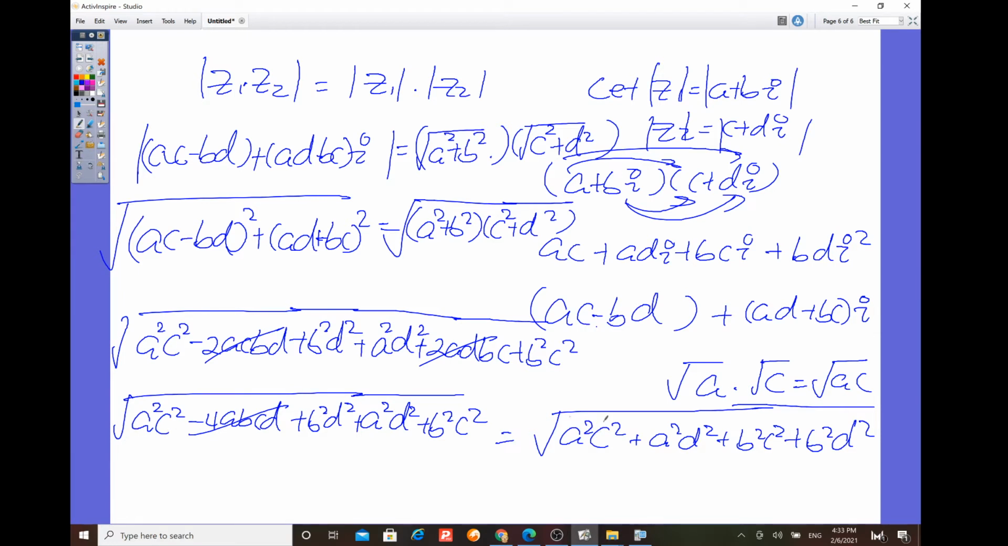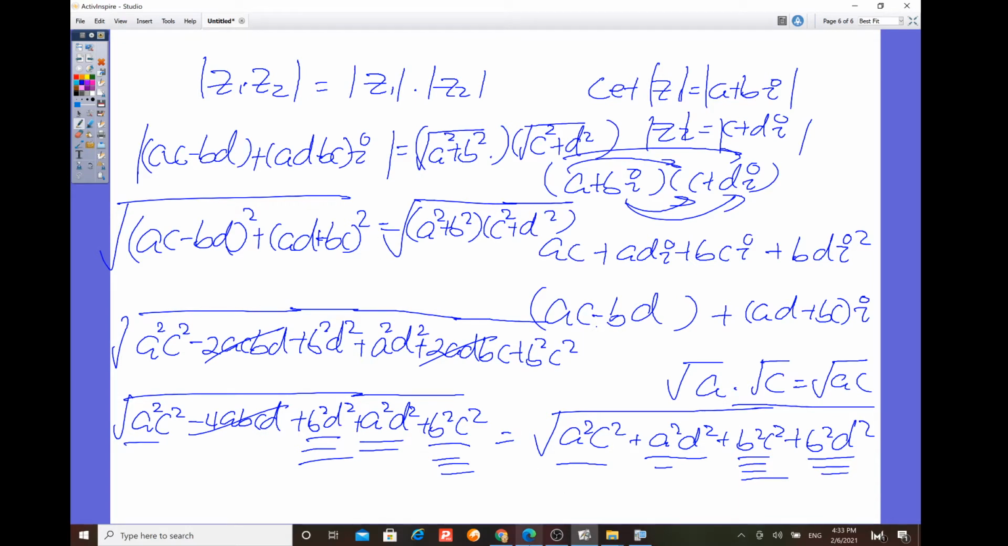So A squared, C squared, A squared, D squared, and then B squared, D squared, and then the last part, B squared, C squared. Okay? So it's under the same radical.